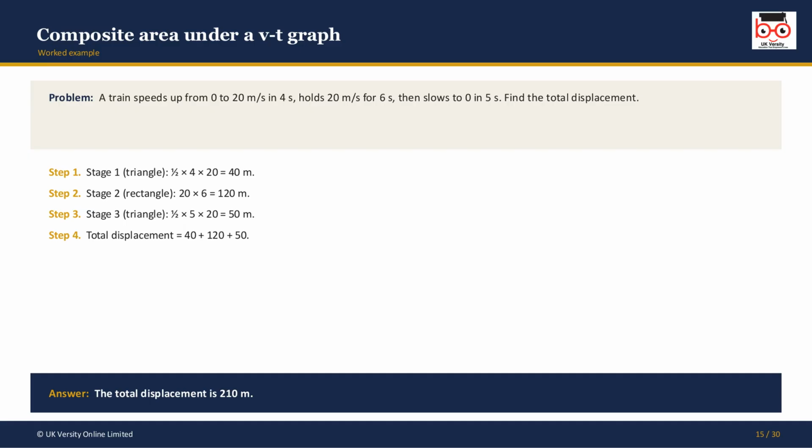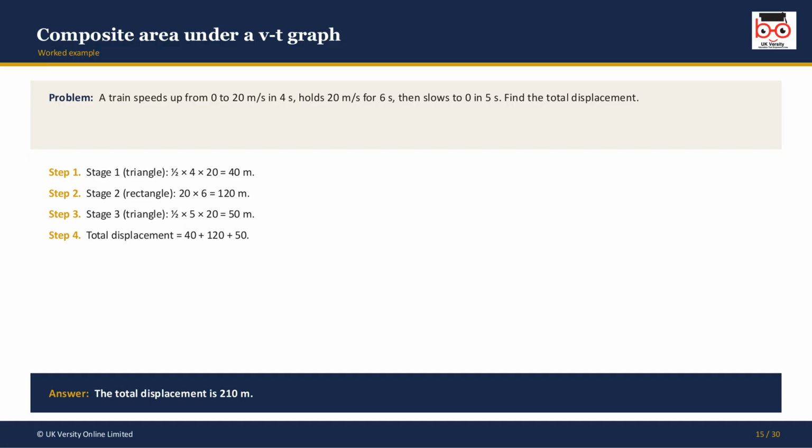Let's try a journey in 3 stages. A train speeds up from rest to 20 meters per second in 4 seconds, holds that 20 for 6 seconds, then slows back to rest in 5 seconds. The first stage is a triangle, a half times 4 times 20, which is 40 meters. The middle stage is a rectangle, 20 times 6, that's 120 meters.